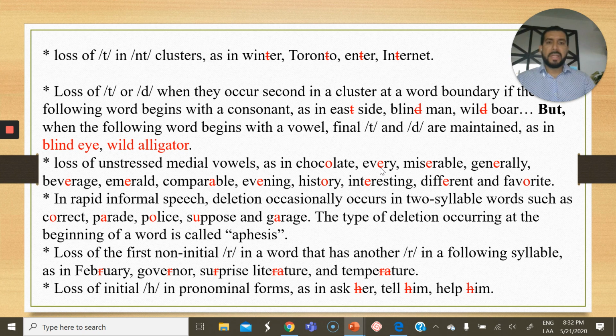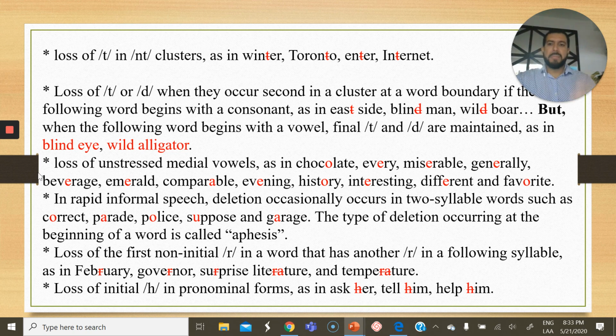And of course, you have the loss of unstressed medial vowels, such as in "chocolate," "every." You can also say "every" for emphasis, or, if you want to sound fancy, you can say "miserable" with a schwa here, but it's also very common to omit it and say "miserable." And another case is the word "restaurant." In connected speech, you can say, "Oh yeah, there is this little Italian restaurant just around the corner." Instead of saying it slow and robotic, you could say, "I found this very nice little place. It's an Italian restaurant."